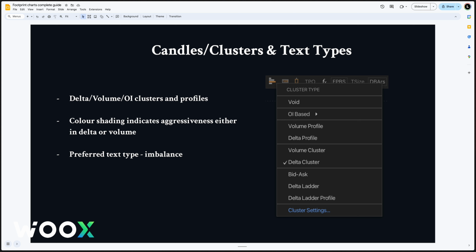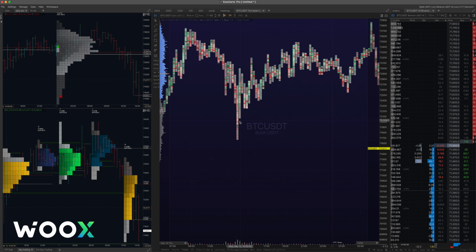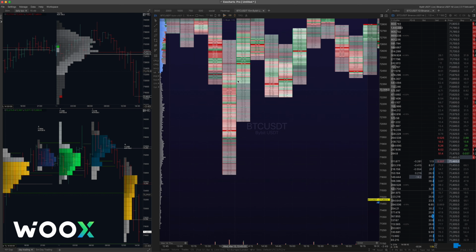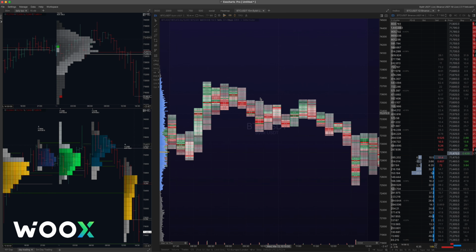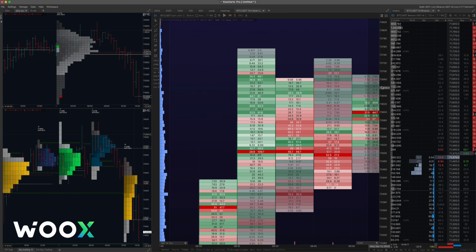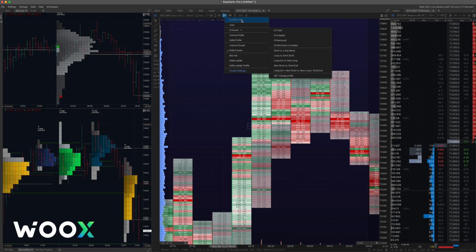Candles, clusters, and text types, right? So obviously what you've been seeing me go over right now is mainly delta clusters, right? There's a delta clusters, and if we just go back to here, each candle, you can see it's red, green, and that's based upon the delta, which I'm going to cover what delta is in a second. Basically, in very short term, the difference between buyers and sellers. You can go over to the top here and go over volume profile, delta cluster, to get a better view.